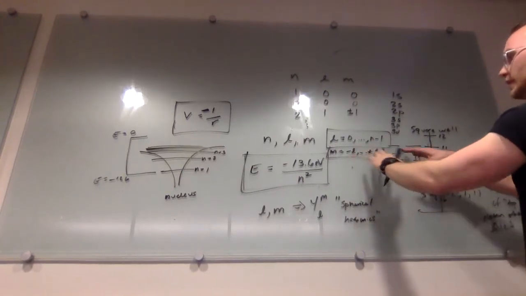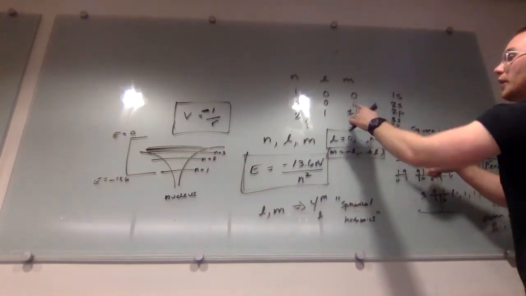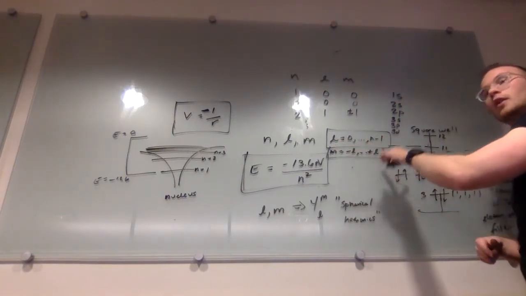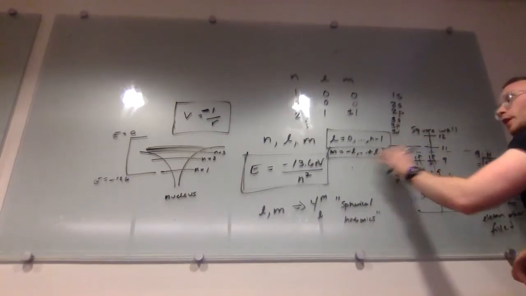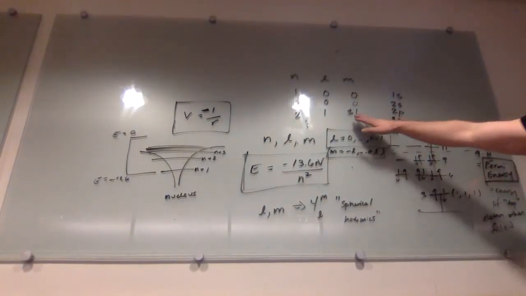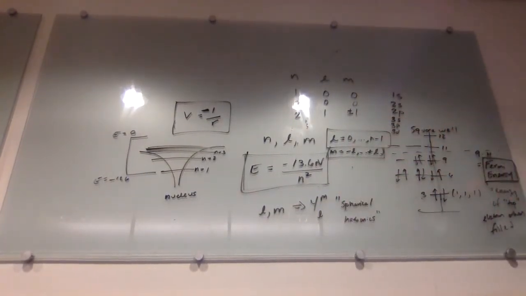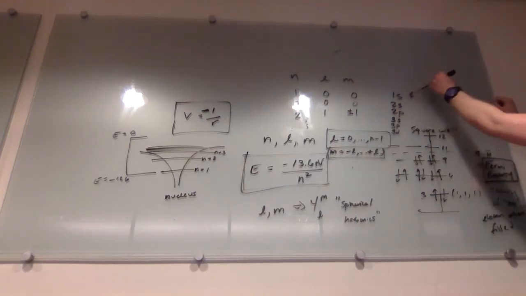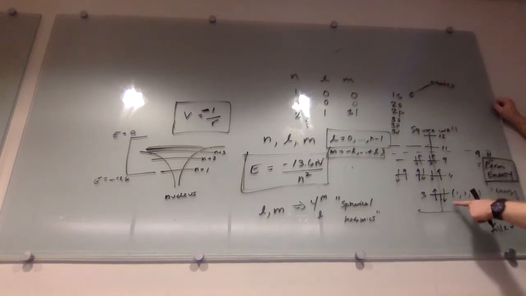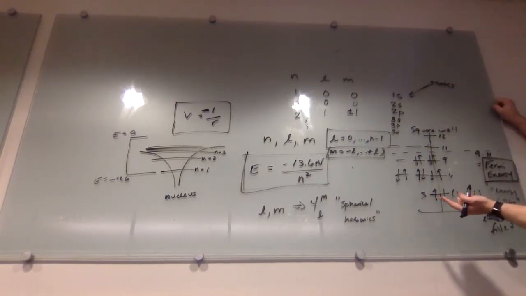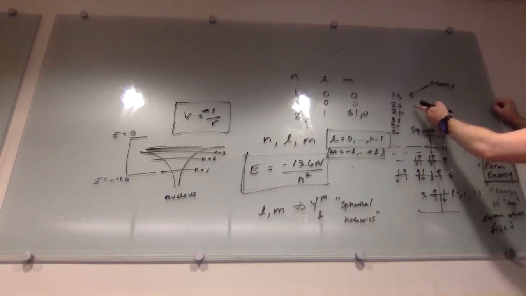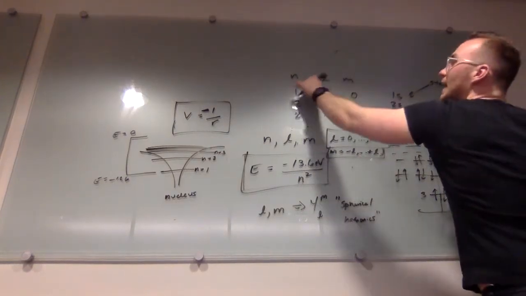Sorry, it's messy looking. But basically m could be minus L, minus L plus 1, up through 0, to plus L. And in each of these are states. So these are the states. And 2 electrons can fit in each state, but of course, a state is defined by N, L, M.